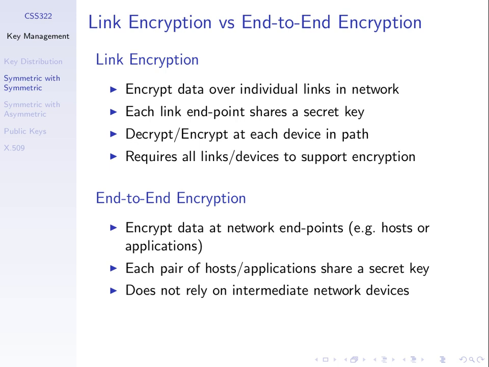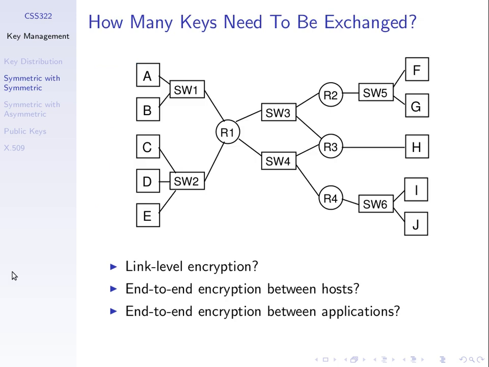That has an advantage in that we don't have to rely on intermediate network devices. I don't have to trust the switches to encrypt and decrypt. But it has some problems in terms of the number of keys that we need to share. Here's an example network. Some switches, some routers, and some end hosts, A through to J.